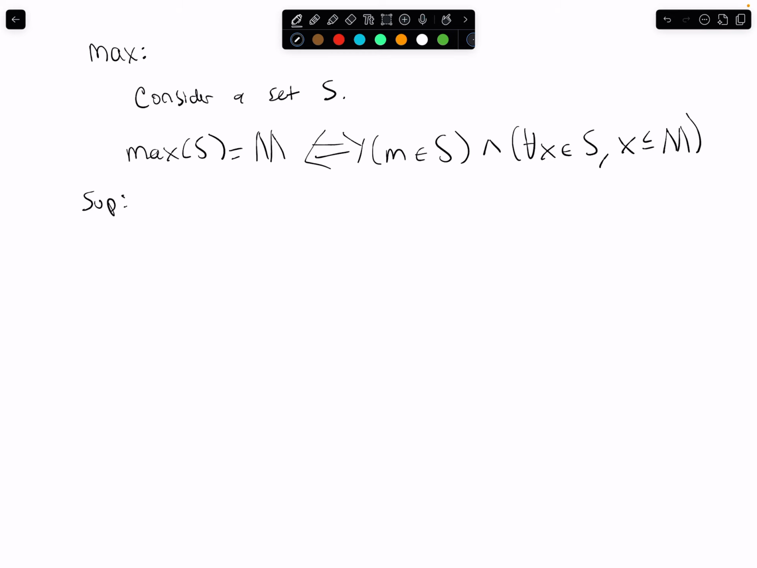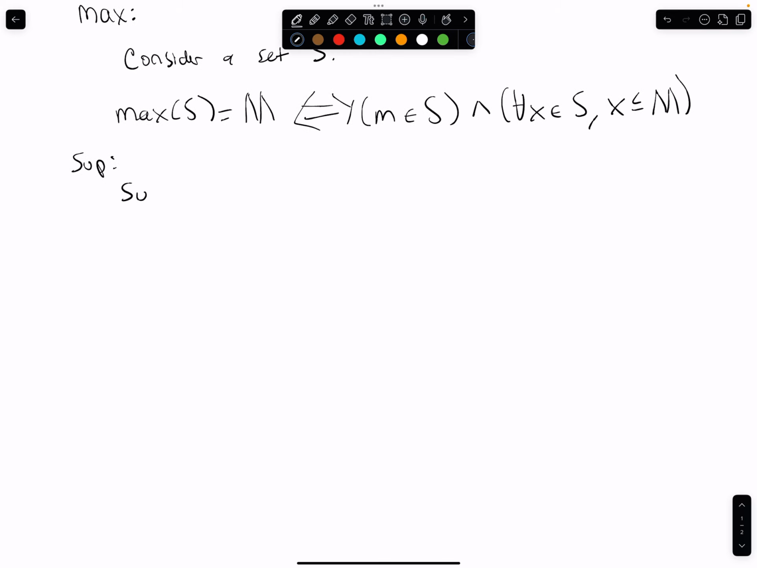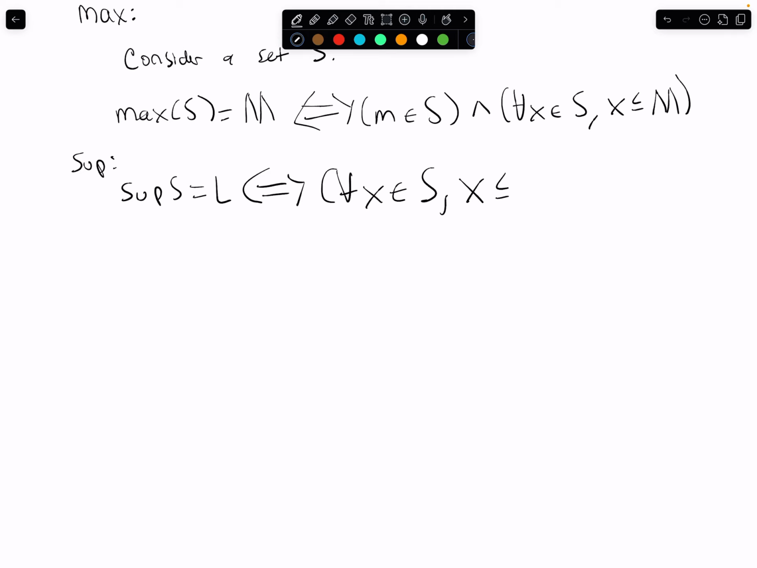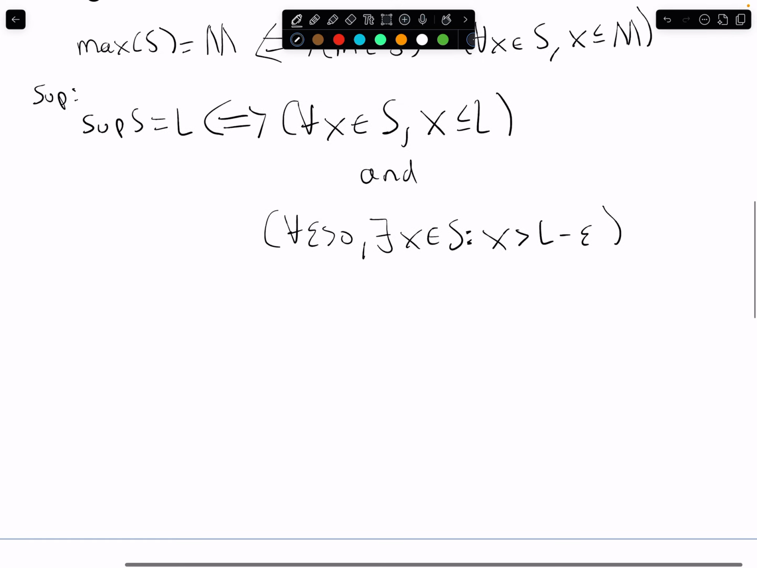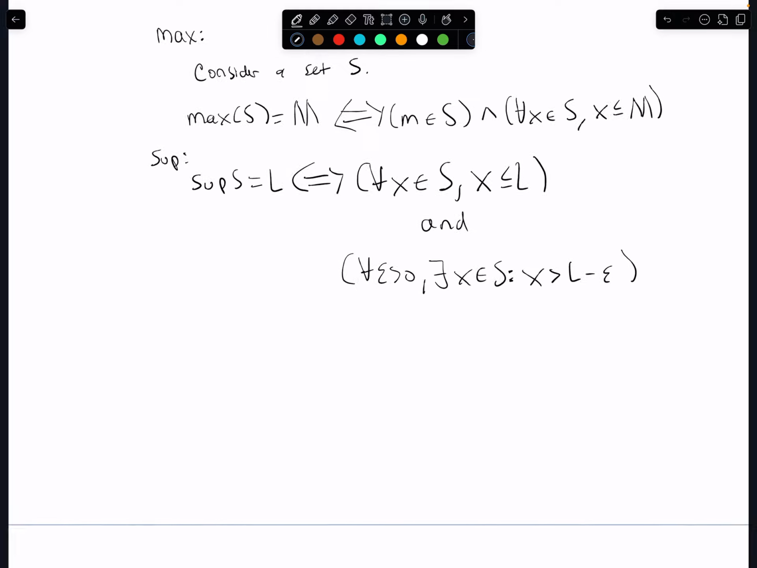Now let's consider the Supremum. So you write it like this. Let's say that it's equal to L, and this is the same as saying for every single element X in S, X is less than or equal to L, and for all epsilon greater than 0, there is an X in S such that X is greater than L minus epsilon. So let's understand this second part first, because this is basically what we had in the example.